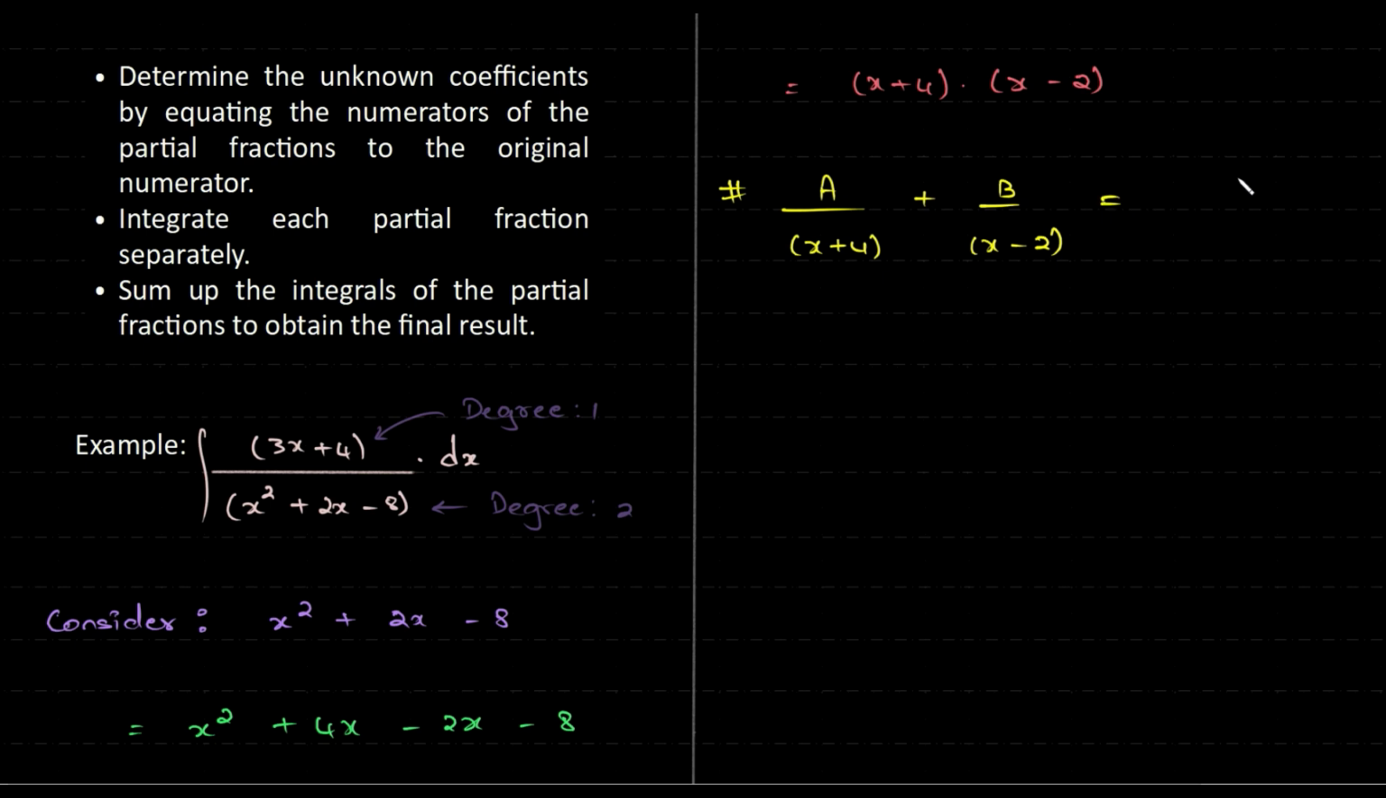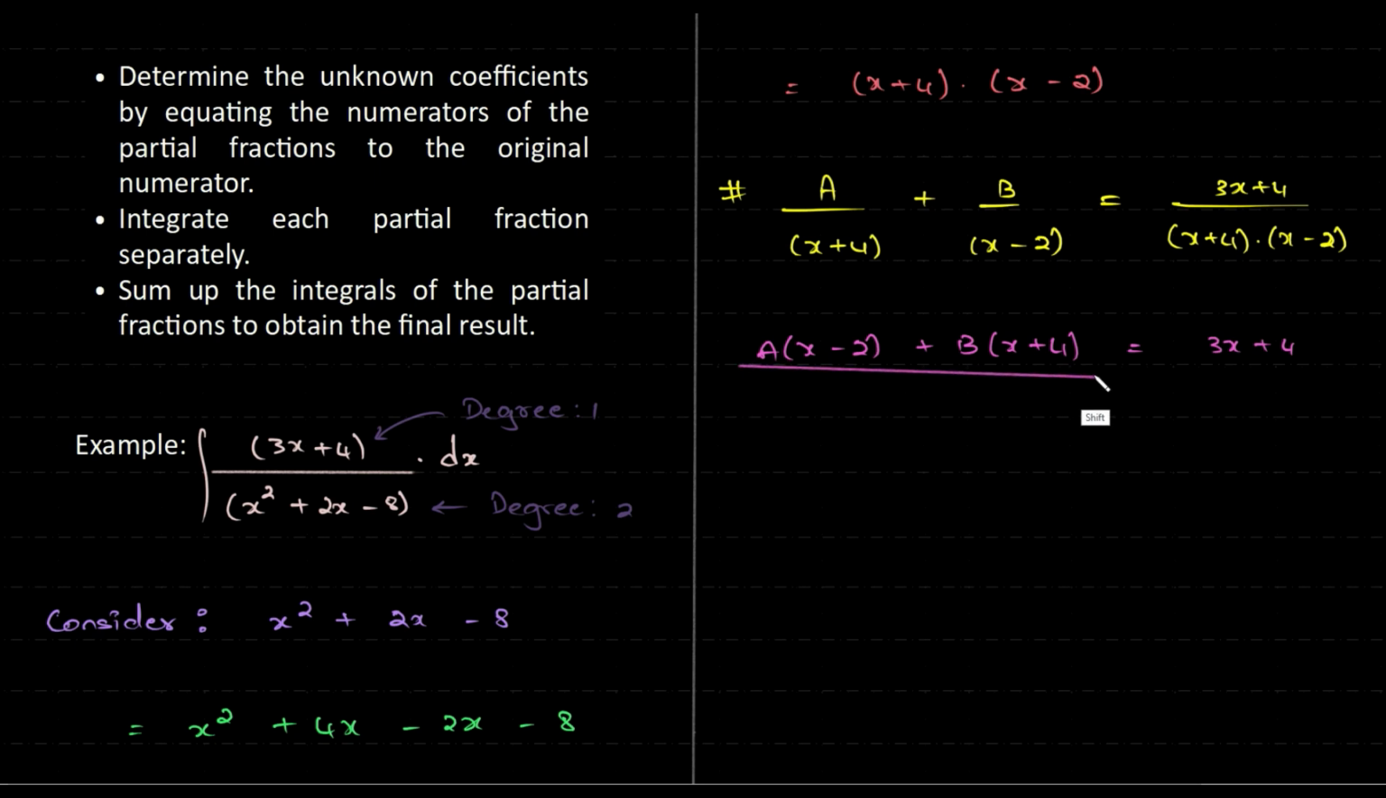After this, you just have to equate it to the original expression, 3x plus 4 divided by x plus 4 into x minus 2. And taking the LCM, 3x plus 4. Of course, in the denominator, we again have x plus 4 into x minus 2. It's a simple LCM, nothing else.